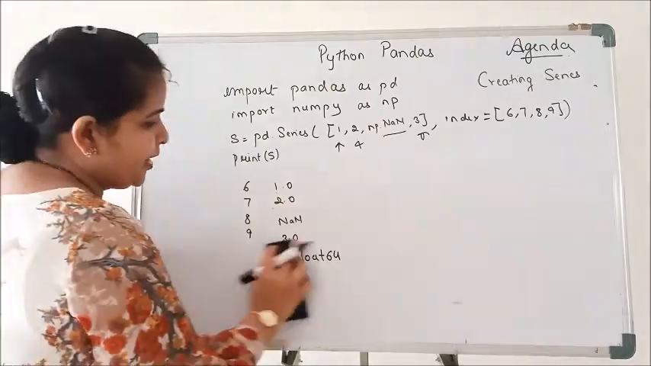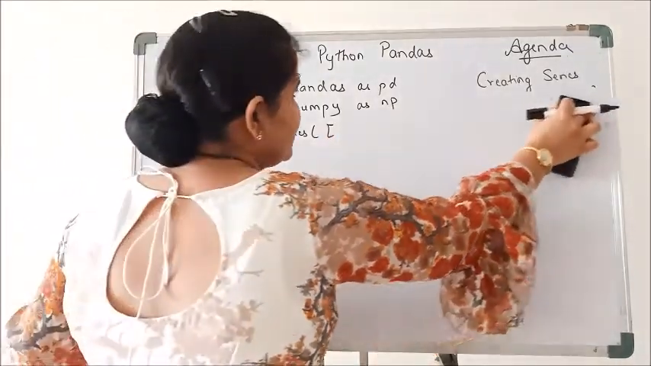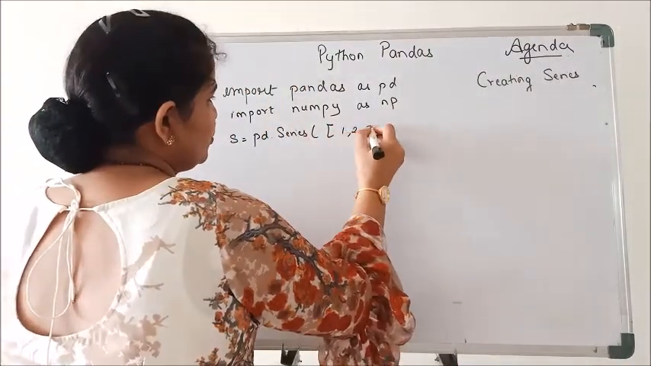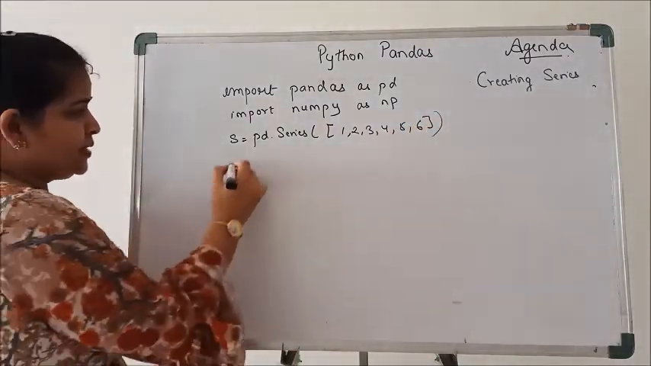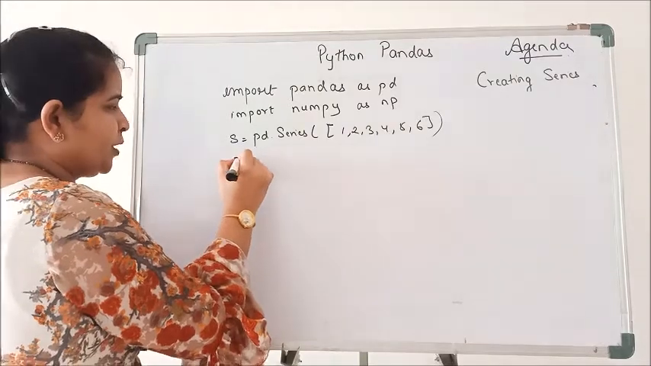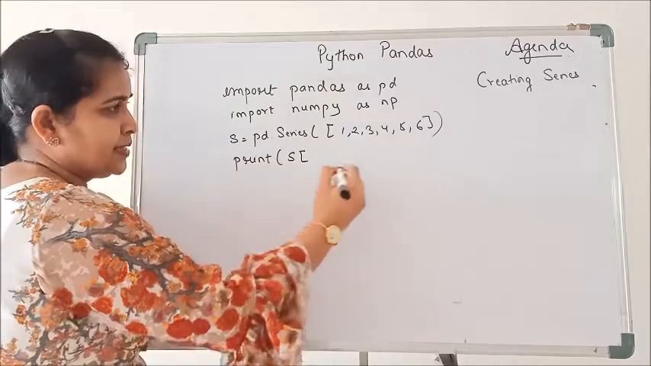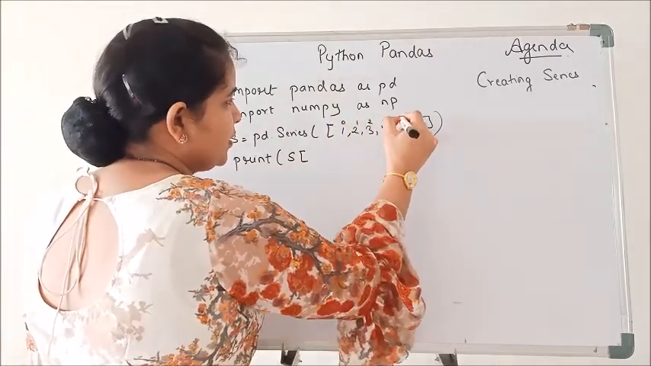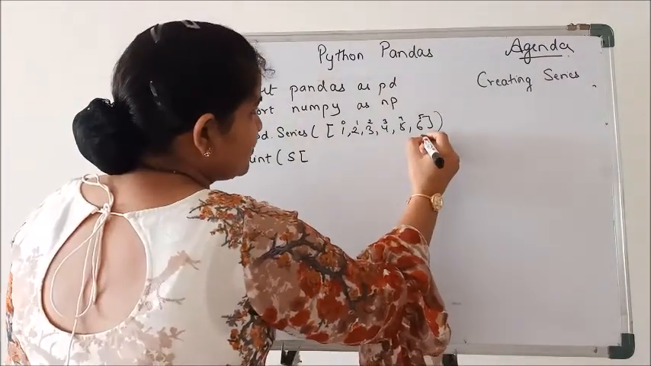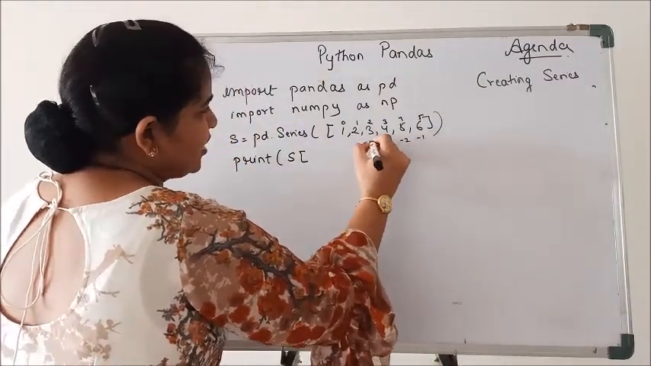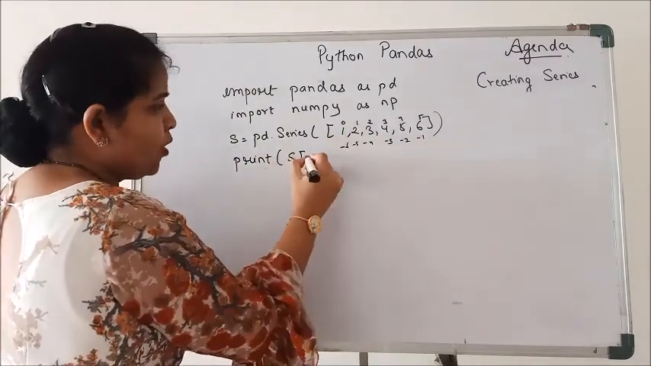Next thing is accessing elements of a series. Suppose I have a series 1, 2, 3, 4, 5 and 6. If I want to access the elements of a particular series, you can write print s followed by the index. It has a positive index, same as list. If you have not seen my video of list, please do see that. And negative index -1, -2, -3, -4, -5 and -6. So you can give the index either positive or negative.